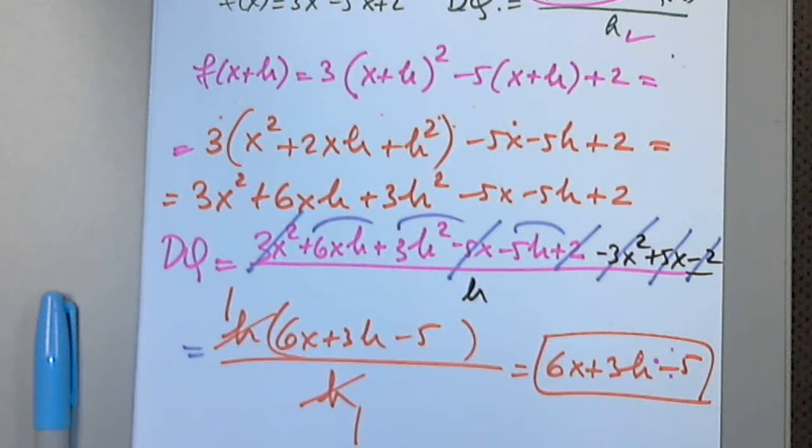Yes, because H times negative 5 is negative 5H. And H times 6x is 6xh. And H times 3H is 3H squared. Okay.